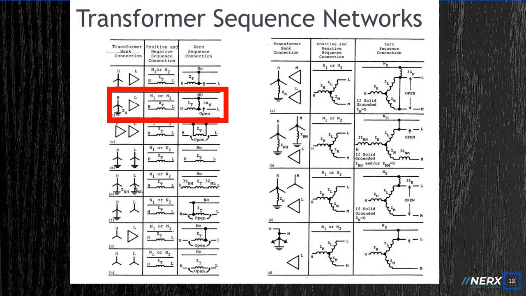This is the transformer connection we are looking at. A Y-grounded delta transformer with a fault on the Y side. Note that the Y side can source zero sequence in the shunt connection and the delta blocks zero sequence current with its open circuit.